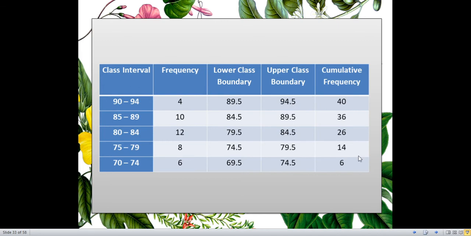Always remember that it will start from the bottom. Then you need to add. Okay, if I start from the bottom, that is 6. If I add 8 to 6, that will be 14. If I add 12 to 14, that is 26. If I add 10 to 26, that is 36, and 36 plus 4, that is 40. That's how you get the cumulative frequency.